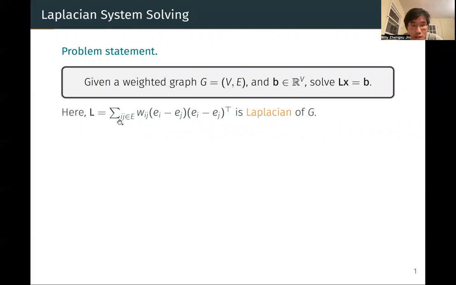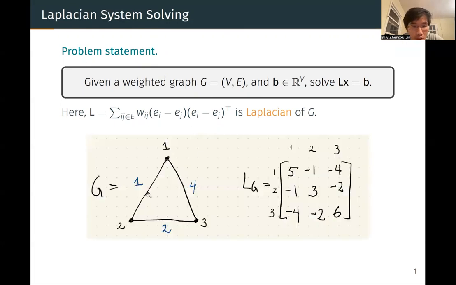So the Laplacian matrix is the sum of rank 1 matrices, where there's a rank 1 matrix for every edge. Each matrix is weighted by the weight of the edge, and the rank 1 matrix itself is of this form, where it has a 1 in the ii entry, a 1 in the jj entry, and minus 1s in the ij and ji entries. So for example, for this triangle graph here, where the blue numbers indicate the weights on the edges, here is the corresponding Laplacian matrix.